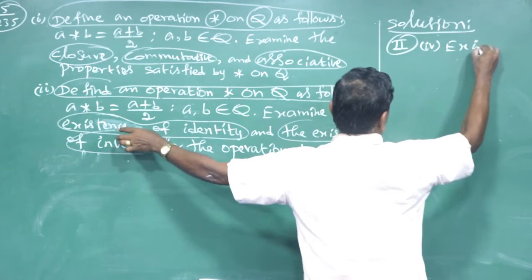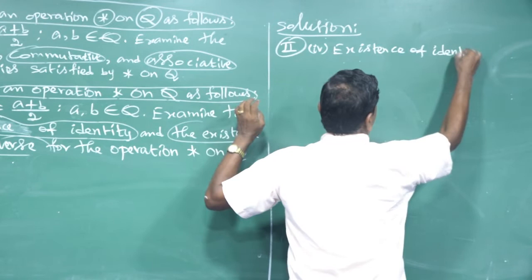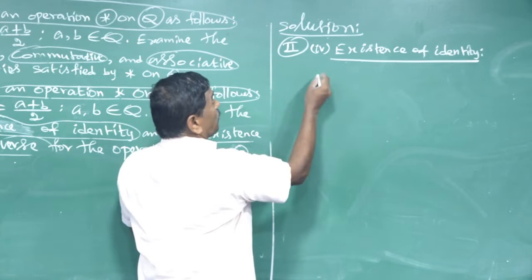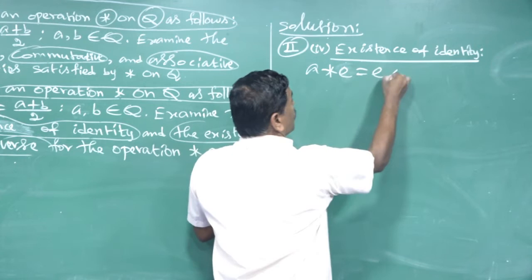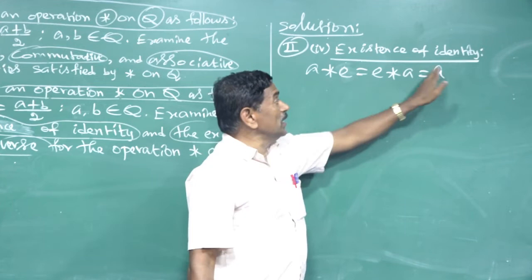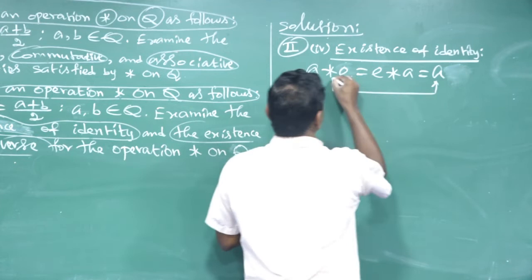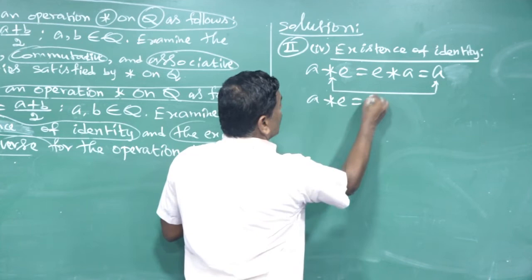Existence of identity. Okay. See, from the definition of identity, can you tell me what is the definition of identity? Yes, definition of identity is given by A star E is equal to E star A is equal to A. Okay, now next step, let us consider first and last. First and last means A star E is equal to A.